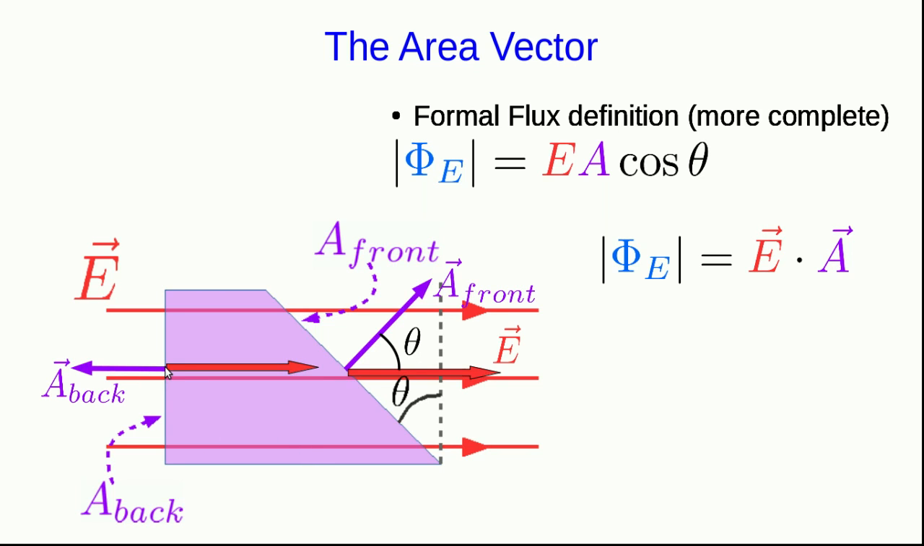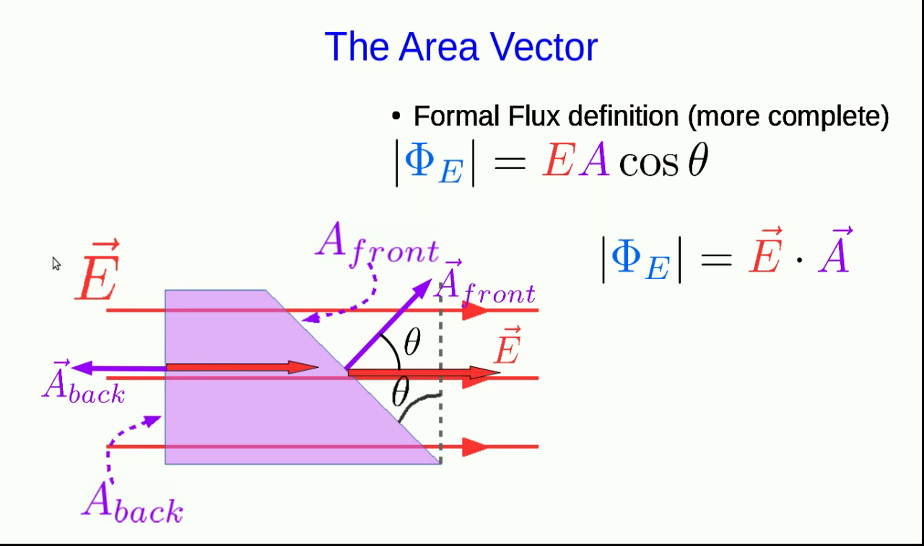Remember that the area vector points outward, and so this A back vector is pointing back this way, and the E field vector is the same at the back surface as it is at the front surface. Well, now notice that the angle between A back and E is 180 degrees. Wait a second, cosine of 180 degrees is -1. And so this is giving us the negative flux that we want here.